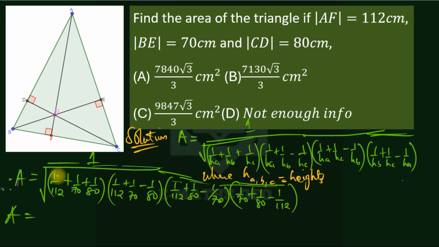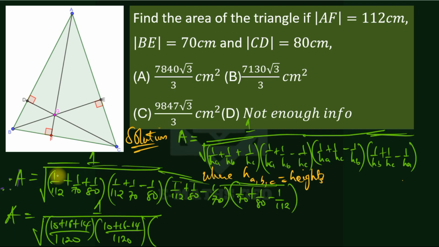From here, the LCM for each is 1120. So this is (10 + 14 + 16) over 1120, times (10 + 16 - 14) over 1120, times (10 + 14 - 16) over 1120, times (16 + 14 - 10) over 1120.